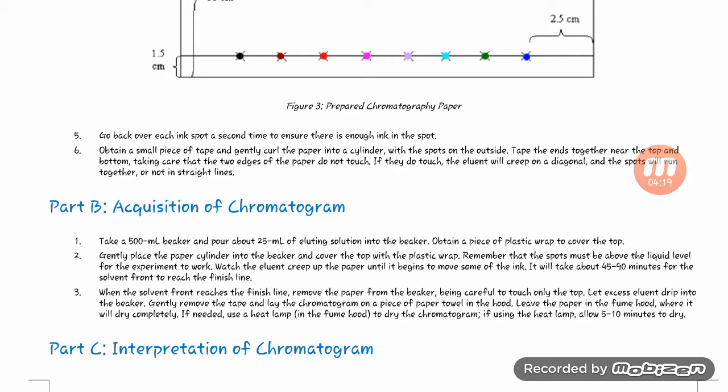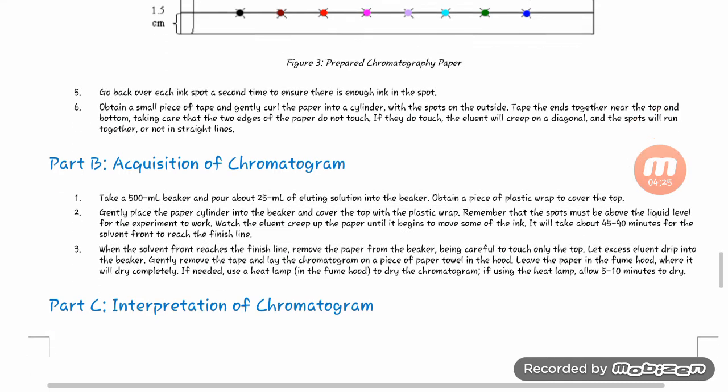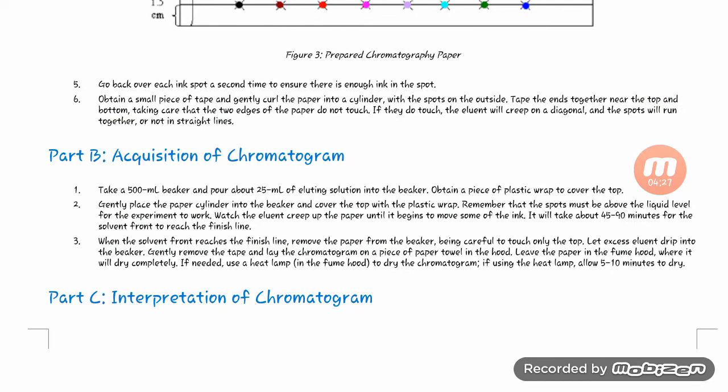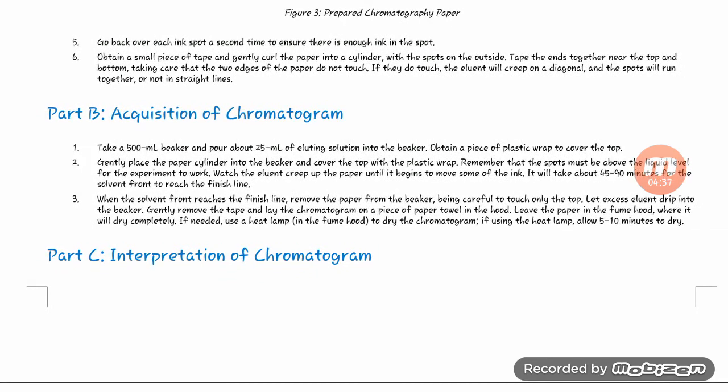Obtain a small piece of tape and gently roll the paper into a cylinder with the spots on the outside. Tape the ends together near the top and bottom, taking care that the two edges of the paper do not touch. If they do touch, the eluent will creep on a diagonal and the spots will run together or not in a straight line. Next is development of the chromatogram.